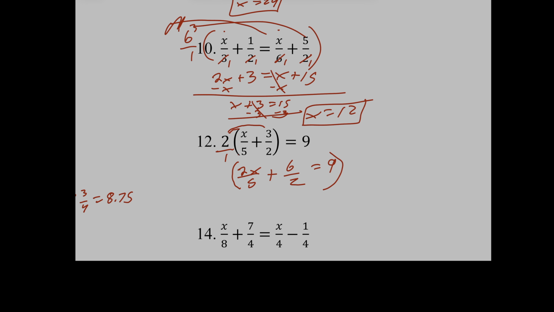Well, I take 5. That's my biggest number right here. Will 2 go in the 5? No. Go up another multiple, 10. Will 2 go in the 10? Sure will. So I'm going to multiply everybody by 10. Once I do that, here's what I'm going to get.